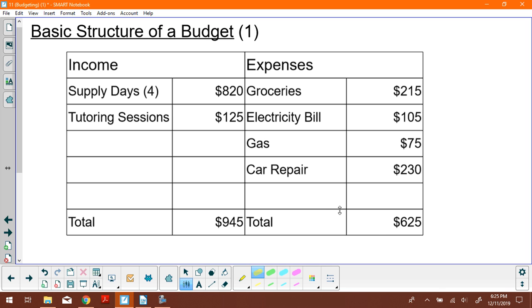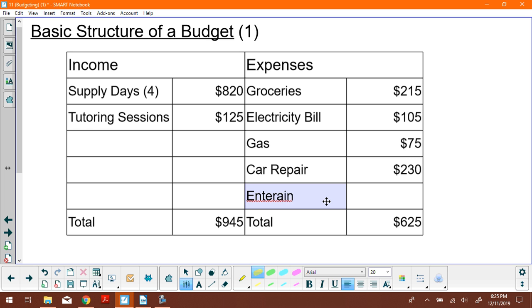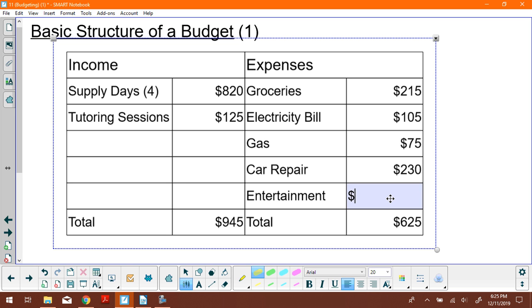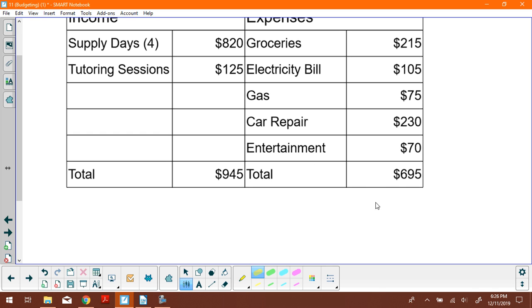So let's say we decide to spend a little bit on entertainment. Maybe go to the movies, so a night out. Let's say we're going to put that in, and it costs $70 for a night out. So that's going to lower my total now. Sorry, no, that's going to increase that total. So I'm at $695. Still not balanced. I still got some money left over.